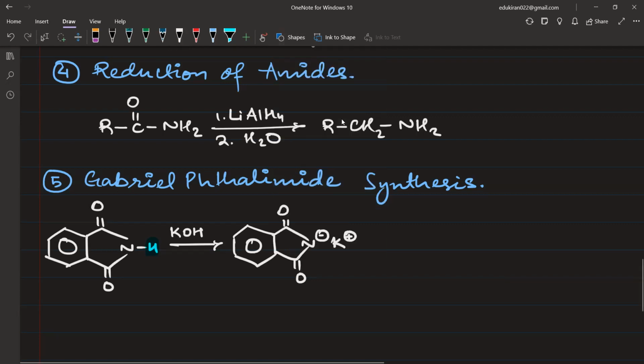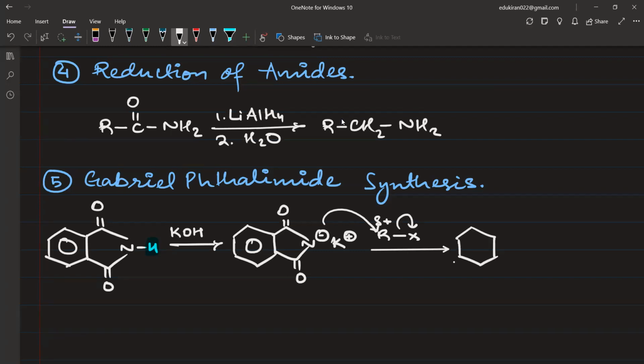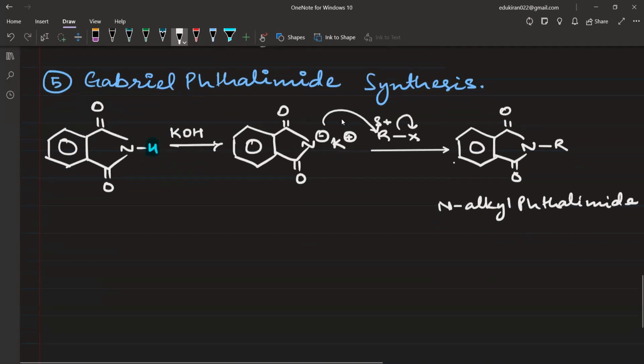And then we will react with alkyl halide. Now here, the carbon will be delta positive because it is connected to an electronegative element. This nitrogen is going to attack on this R group, this is going to leave, and then K plus and X negative will be there. So you will get a benzene ring, nitrogen, double bond, and R group here. Okay, this is known as N-alkyl phthalimide. Now, once we have got this, we will treat this with NaOH.